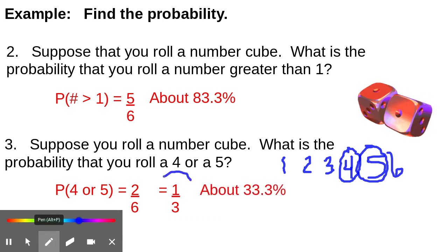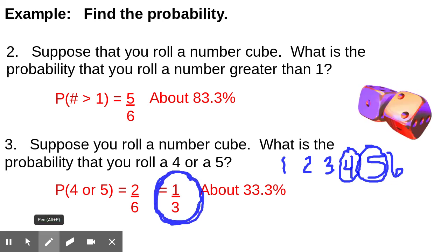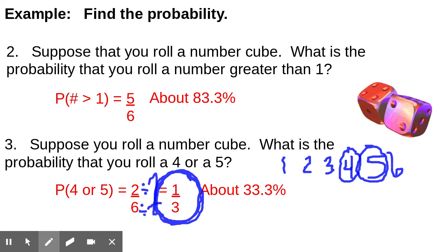And don't forget, you have to reduce your fractions too. So 2 out of 6 is the same thing as saying 1/3, because you can divide a 2 out of both the numerator and the denominator. Okay.